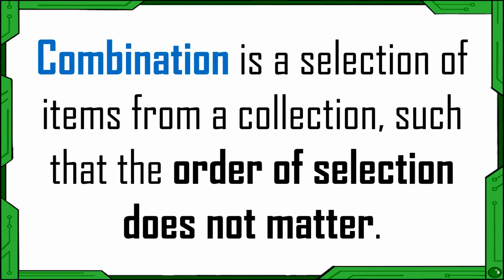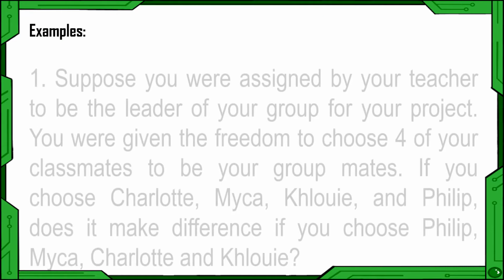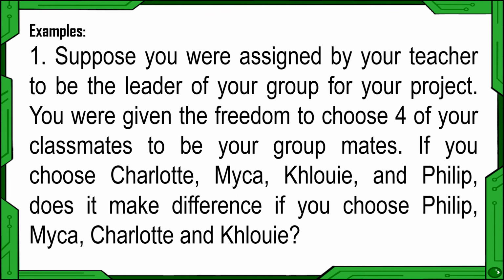Let us now define what is combination. Combination is a selection of items from a collection, such that the order of selection does not matter. Let us have our first example for combination: suppose you were assigned by your teacher to be the leader of your group for your project. You were given the freedom to choose 4 of your classmates to be your group mates. If you choose Charlotte, Micah, Chloe, and Philip, does it make a difference if you choose Philip, Micah, Charlotte, and Chloe?